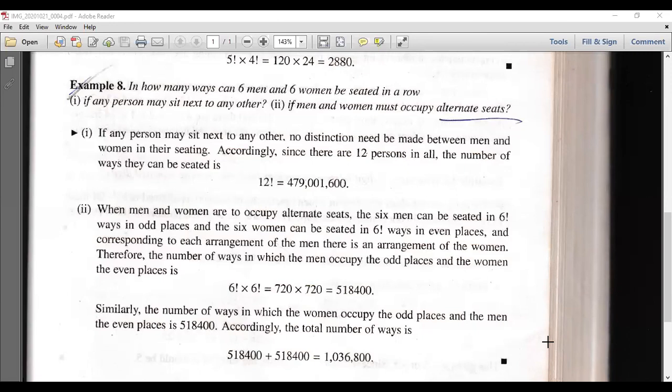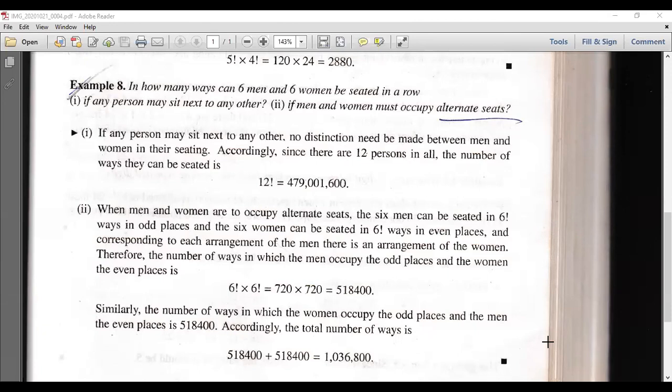Okay, so if any person may sit next to any other, how many men are there? 6 men are there. And how many women are there? 6 women are there. So for 12, 12 people can sit. This is the answer for the first one. So the second one.